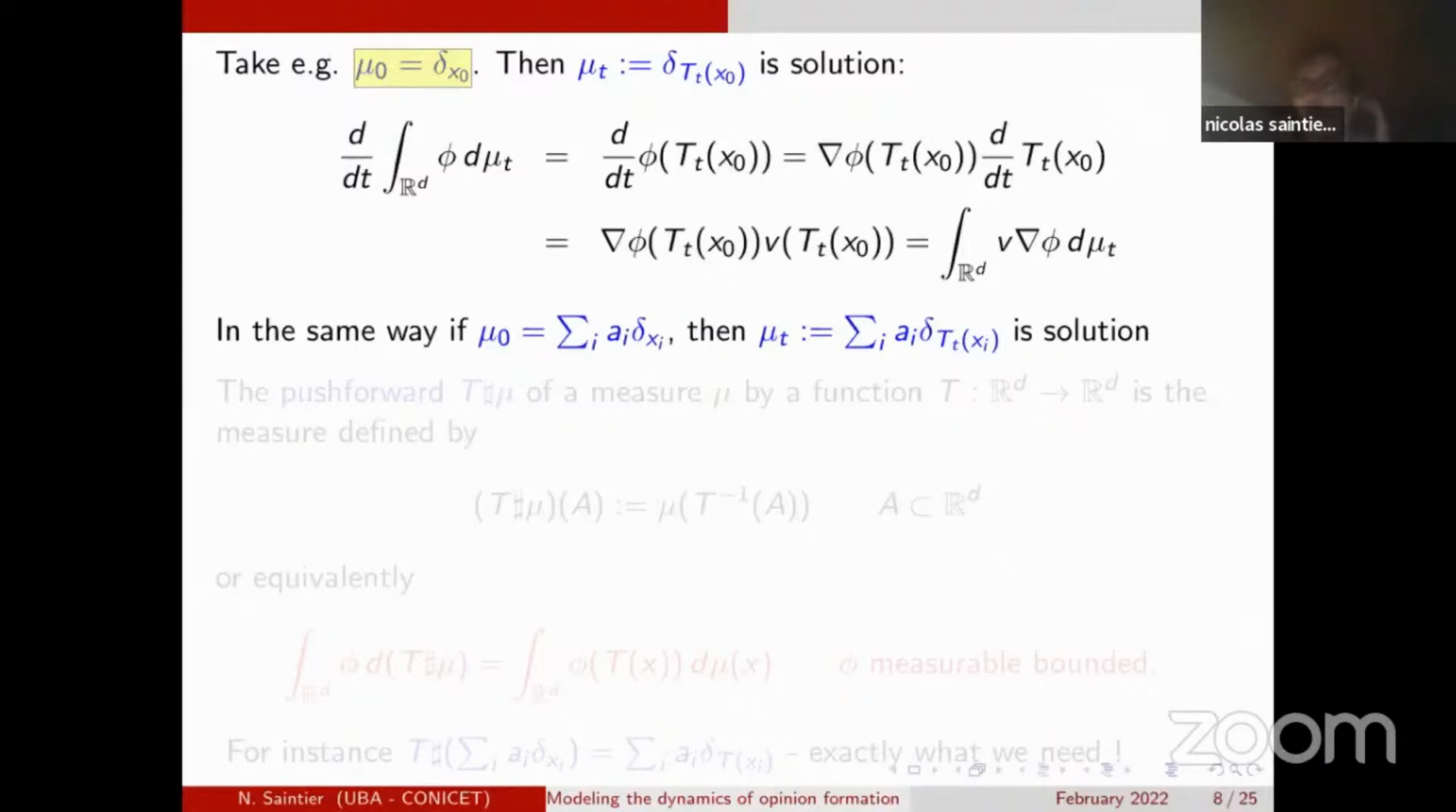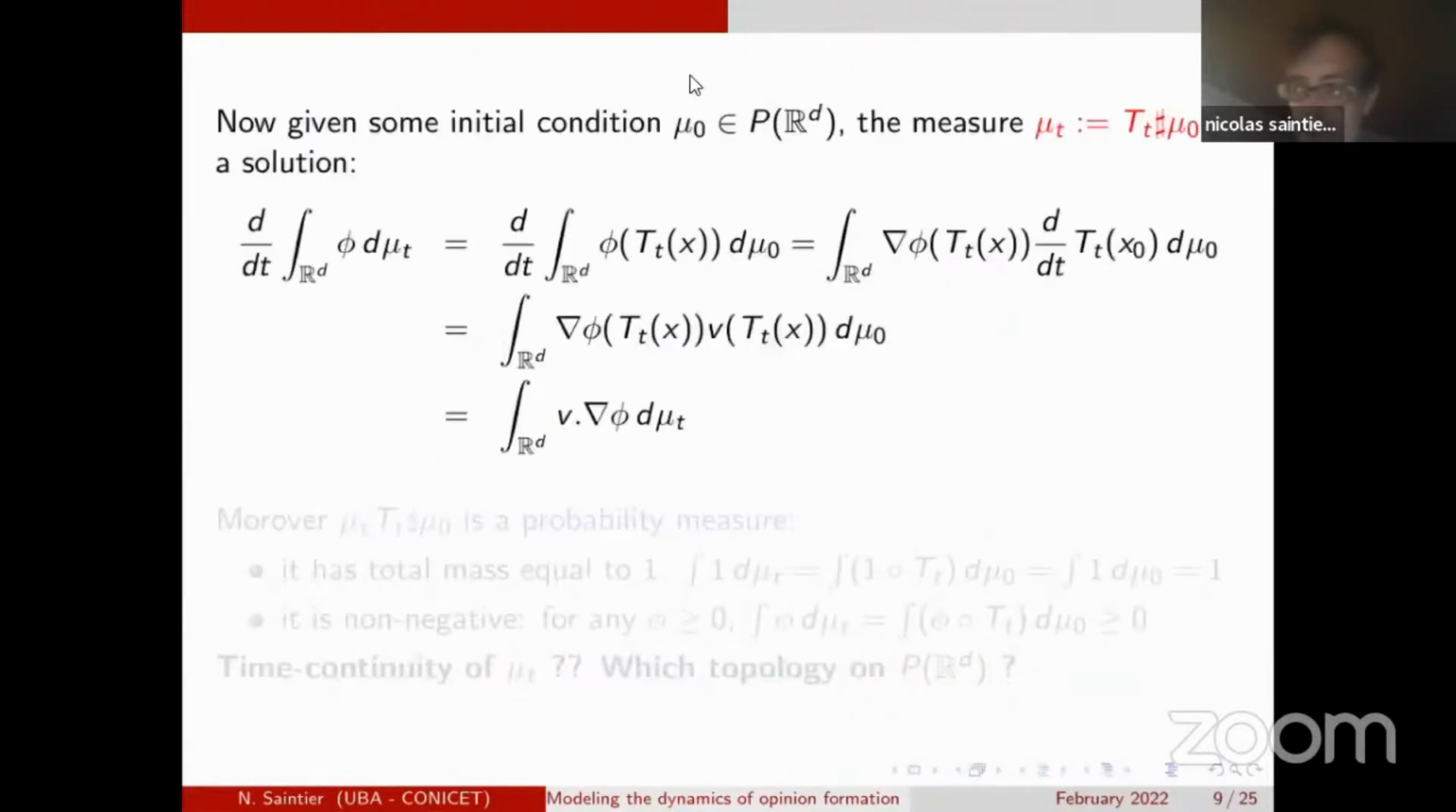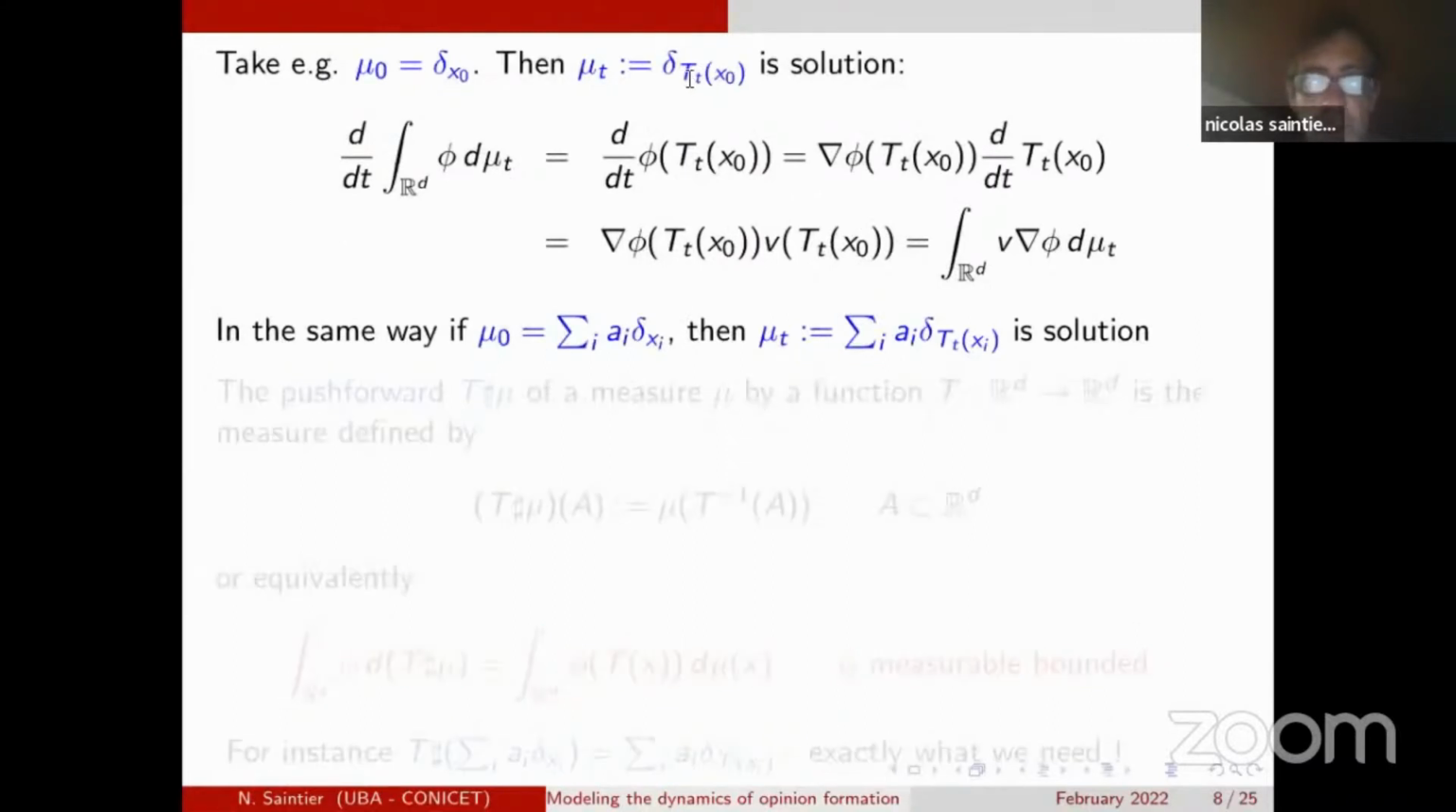And the method of characteristics is telling me just to move along with the flow of the vector field. So if I move forward with the flow, maybe it would be a good idea to look at the Dirac mass located at this point, because this point is exactly the trajectory of my flow starting from x naught. So really, I'm just following the intuition we saw a few slides earlier. So let's check that this mu t really is a solution.